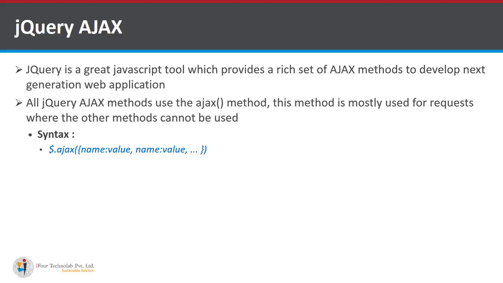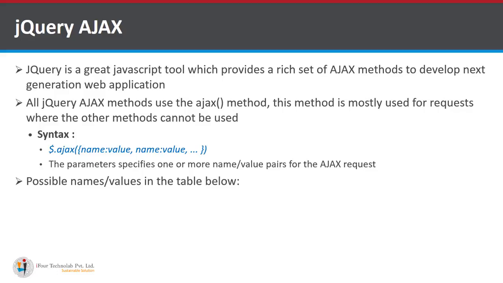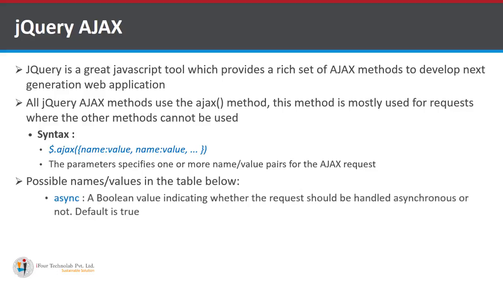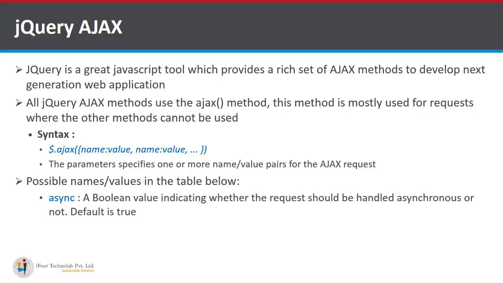$.ajax(). Inside round brackets you have to open braces, then name, value. Name and value are separated by colon, and two properties are separated by comma. The parameter specifies one or more name value pairs for the AJAX request. Some of the possible names and values are in the table below. Async, a boolean value indicating whether the request should be handled asynchronously or not. Default is true.